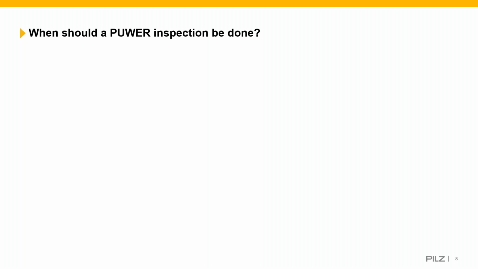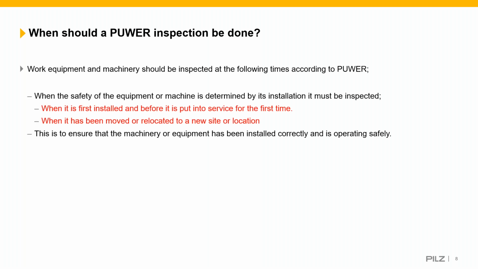So when should we do a PUWER inspection? Well, there are two key trigger points, basically. The first being when it's first installed and before it's put into service for the first time. So at the end of a site acceptance test for new machinery, for example, is an ideal point to do that, because the machine's fully functional and just about ready to hand over into production.